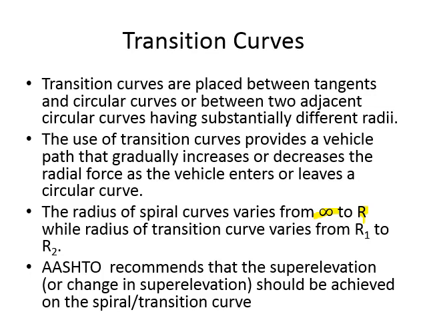Or he is driving on one curve which has a radius of r1, and we want him to go from r1 to r2 in a gradual manner. So between two circular curves, we will provide a transition curve. Now there is another name given for a transition curve which is provided between a tangent and a curve, that is a spiral curve. So a spiral curve is a kind of transition curve which is provided between a tangent and a circular curve.